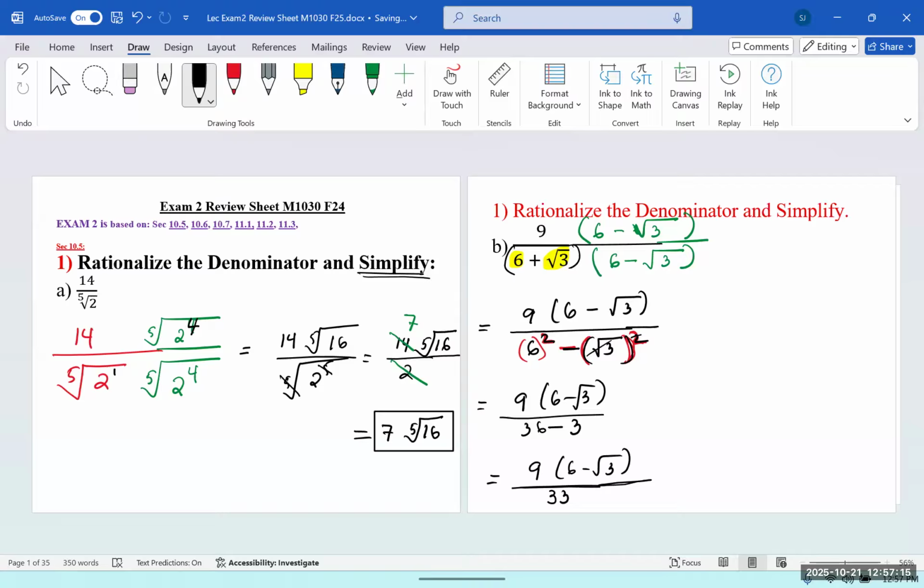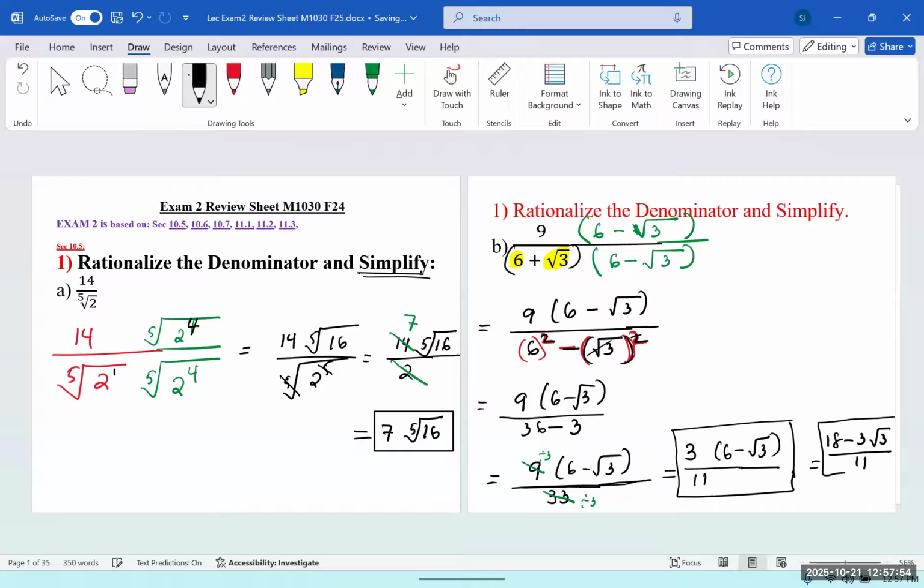Why did I keep it? What do you observe at the end? 9 and 33, they both are divisible by what? 3. So when you divide both of them by 3, what do you get? 3 over 11, and we have 6 minus radical 3. You can stop here if you want. Or if you want, you can go further. You can write 18 minus 3 radical 3 divided by 11. Both of them are correct.